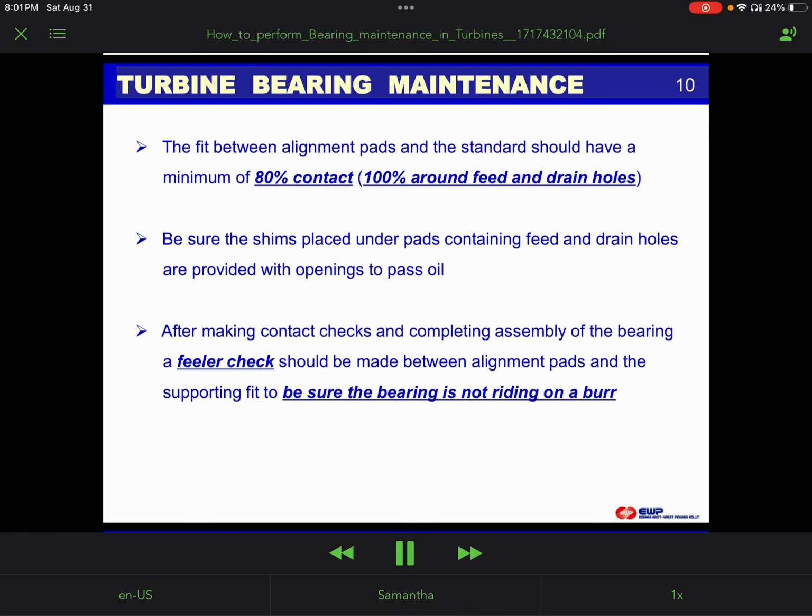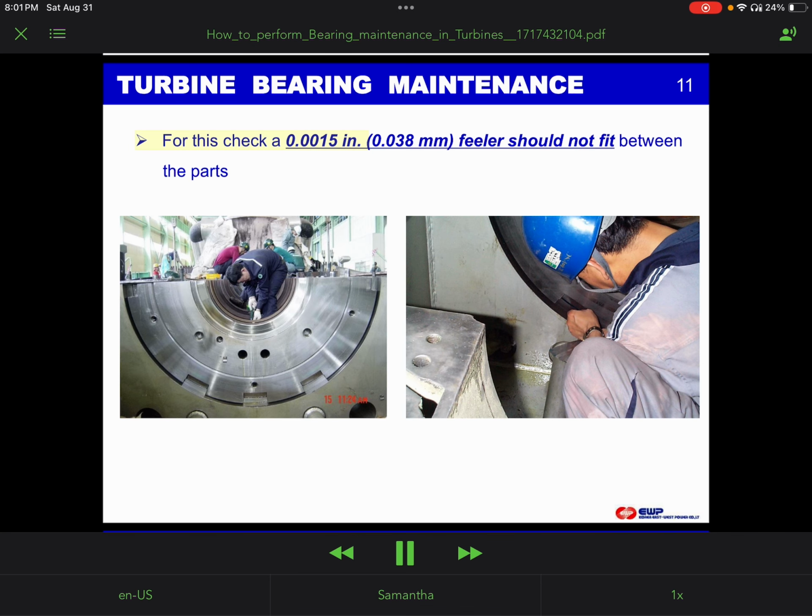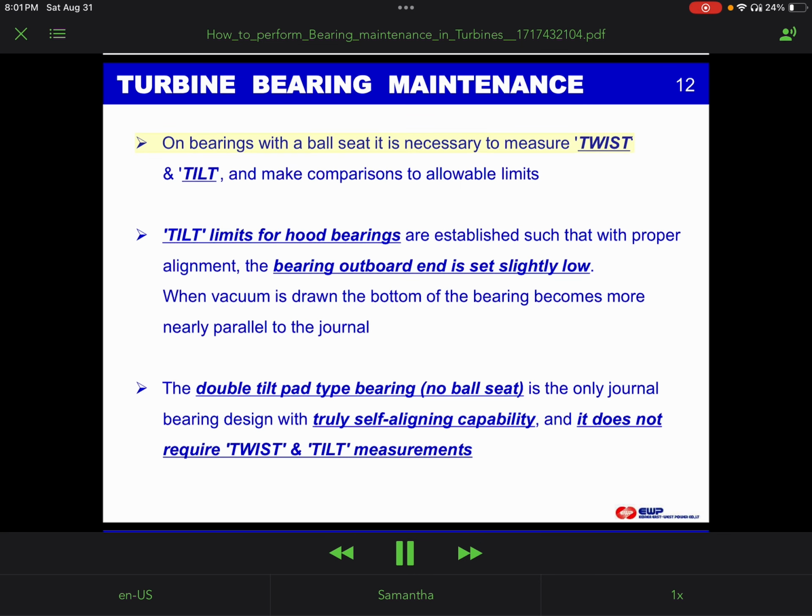Turbine bearing maintenance. 10. For this check, a 0.0015 in (0.038 mm) feeler should not fit between the parts. 11. On bearings with a ball seat, it is necessary to measure twist and tilt and make comparisons to allowable limits. Tilt limits for hood bearings are established such that with proper alignment, the bearing outboard end is set slightly low. When vacuum is drawn, the bottom of the bearing becomes more nearly parallel to the journal. The double tilt pad type bearing, no ball seat, is the only journal bearing design with truly self-aligning capability, and it does not require twist and tilt measurements.